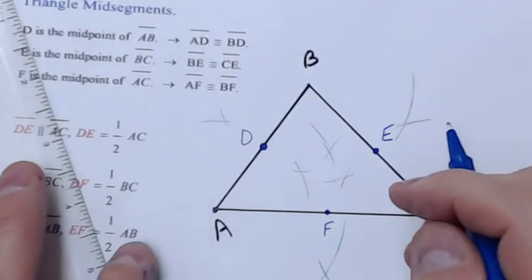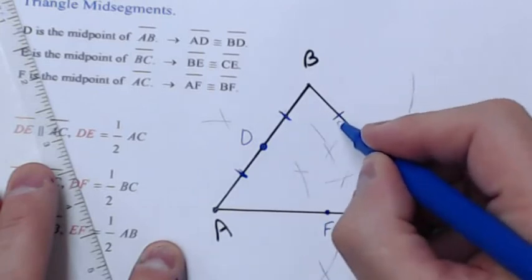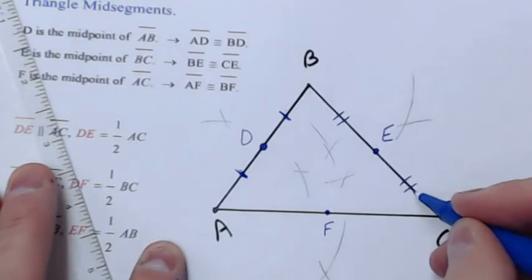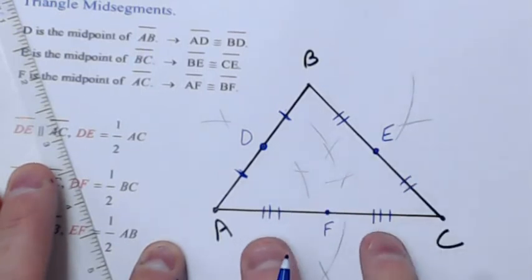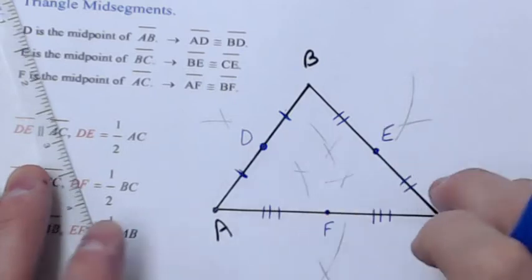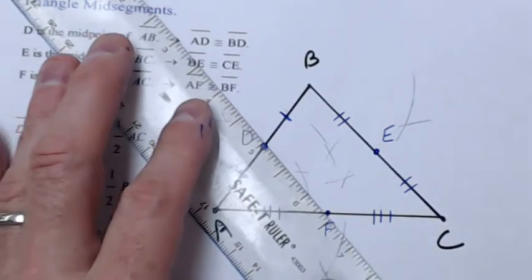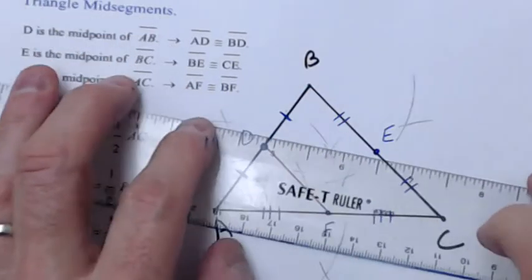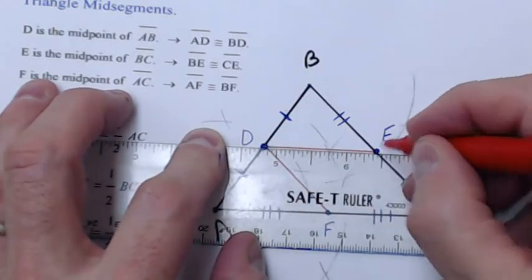Now, we're only concerned about midpoints, so this segment is now congruent to that segment. This one is congruent to that one. This segment, 3 marks, 3 marks. These two are congruent to each other. These are midpoints. Now let's connect the midpoints. And when you connect the midpoints, these red lines that I'm drawing right now are called midsegments.